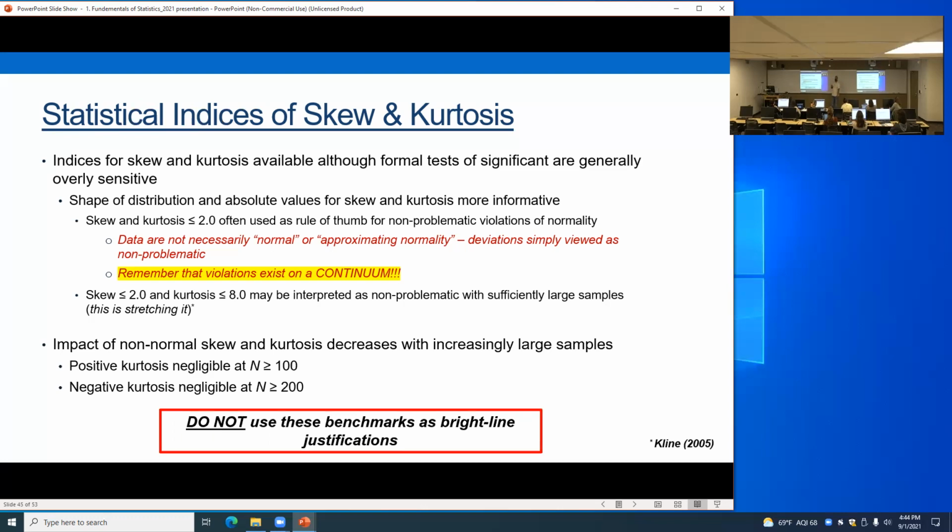Okay. So again, I will get very crabby with you if you just say, oh, this is problematic because the value was over 2. You know, that's not what I want you to be doing. I want you to be thinking about things in context and what's the question I'm asking? How does this all play in?